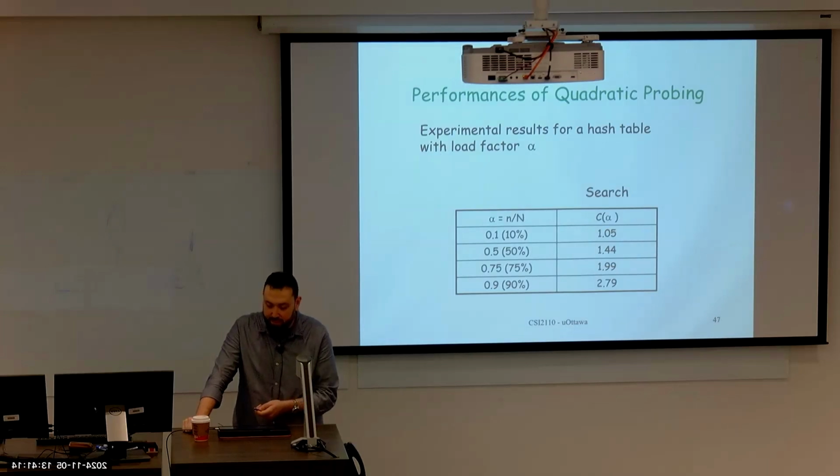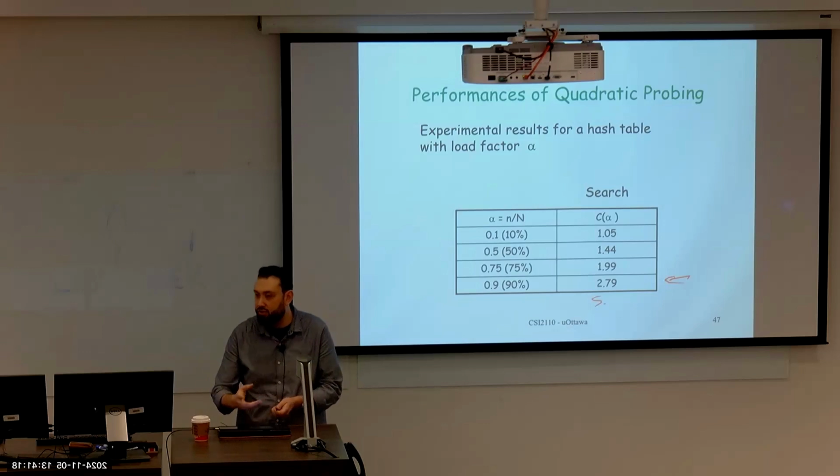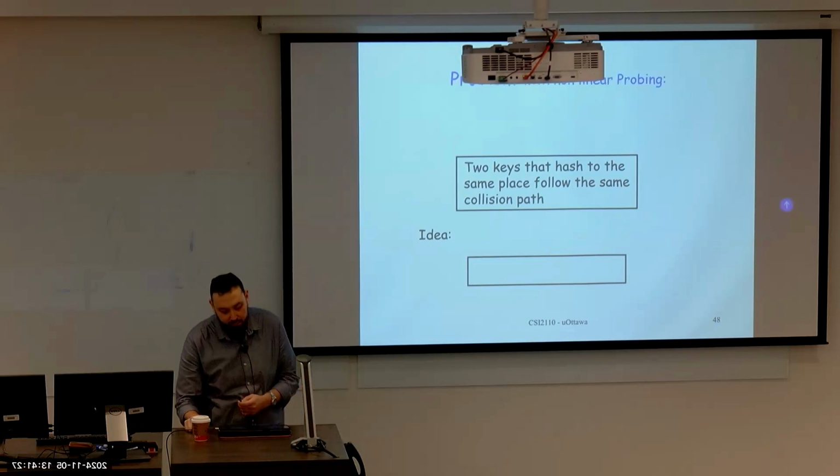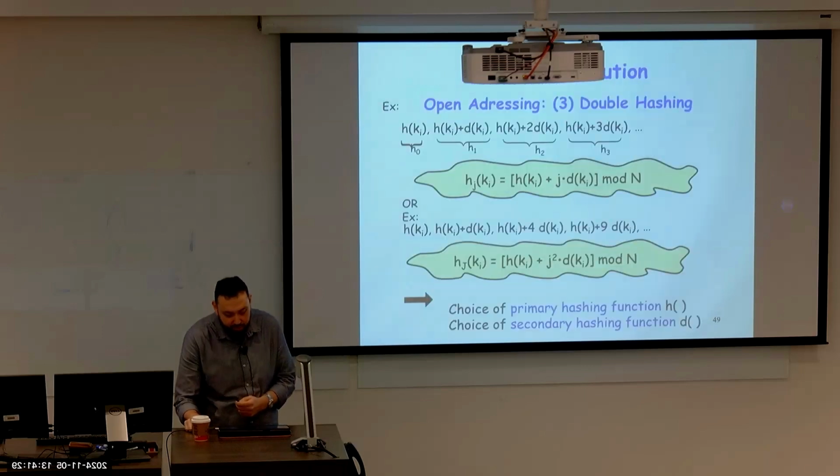Again, this is quadratic probing. You'll see it's better. We had 5 point something, and now the average is 2.7. But we're still having problems, right? So if I want to have something better, I'll use double hashing. What is double hashing? Let's look at it.